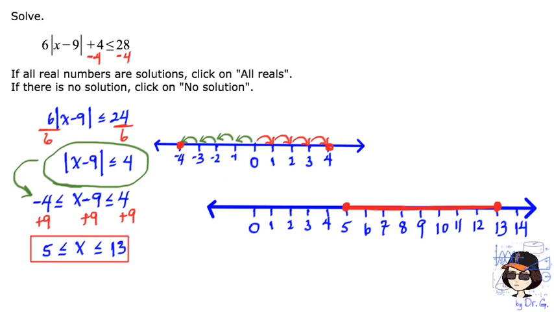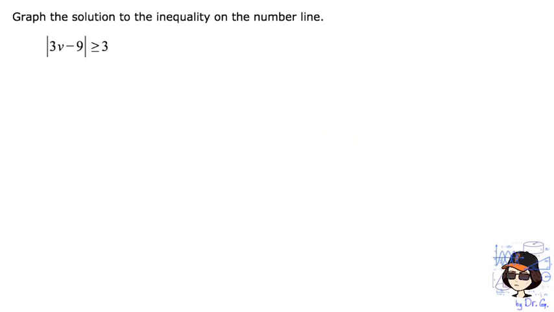And if it were greater than or equal to, it would be a whole different ballgame. So it would look entirely different. So let's look at an example with greater than or equal to. Okay? So here's another absolute value inequality. This one says the absolute value of 3v minus 9 is greater than or equal to 3. So it's not less than or equal to, it's greater than or equal to.